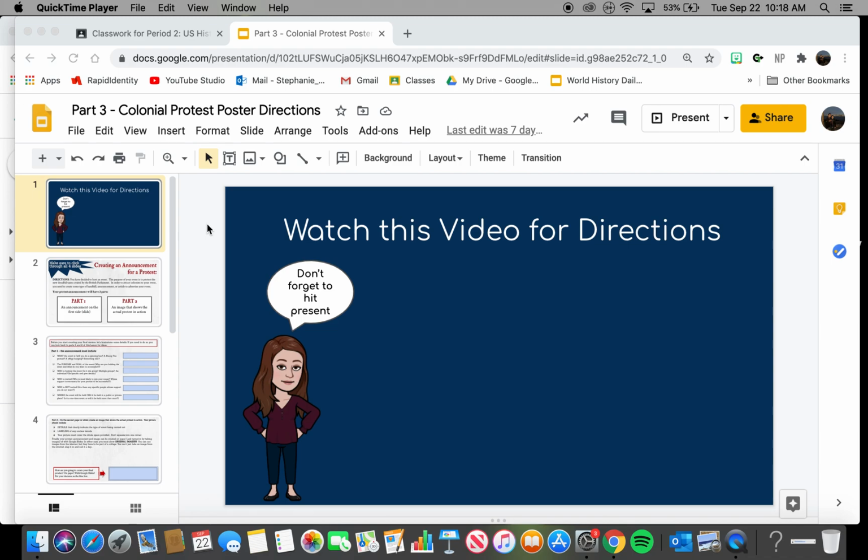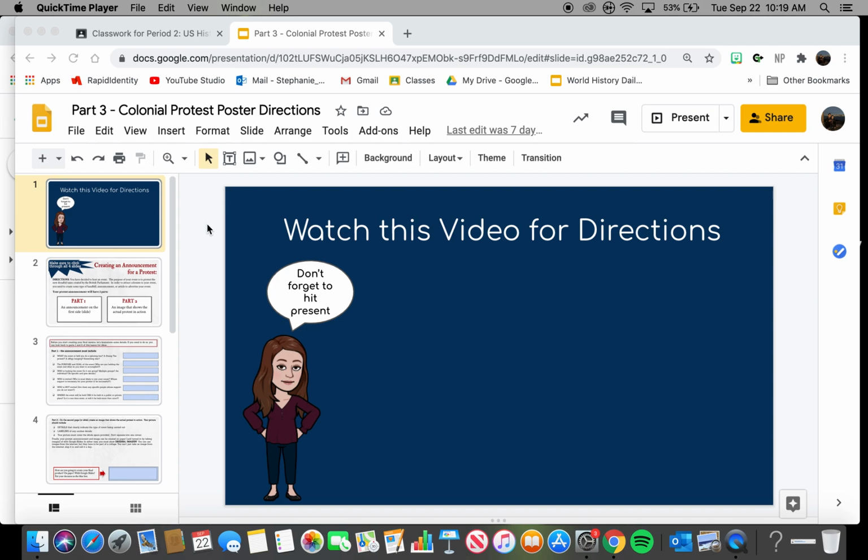Hi, so this is the directions for the Colonial protest poster. Basically, you're going to read through the directions, fill out some slides, and then take a quiz that shows me whether you actually understand the directions. This helps me because I know whether you actually read this, and it also helps you because the directions will help with this assignment.